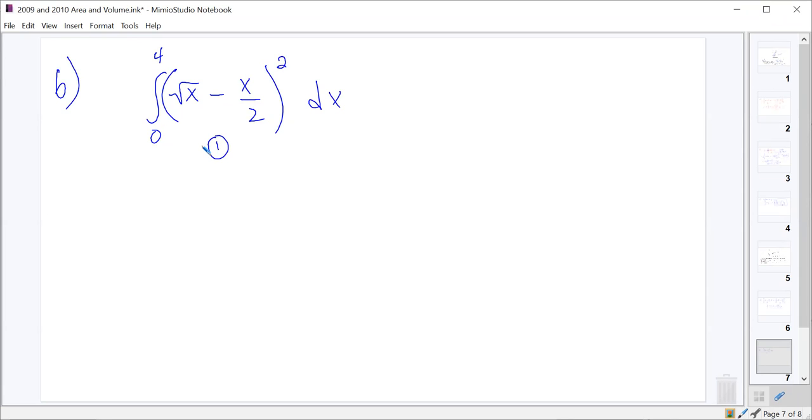And in order to integrate that, you would need to distribute it all out. So we end up with the integral from 0 to 4. Root x times root x itself is x. And then root x times x over 2 is x to the 3/2 over 2. And we have 2 of those as we go through it. So that's just x to the 3/2. And one of them was negative, so it's negative x to the 3/2. And then minus x over 2 times x over 2 should be positive x squared over 4 dx. And that's what we should be integrating. Is that what you all got to integrate there?